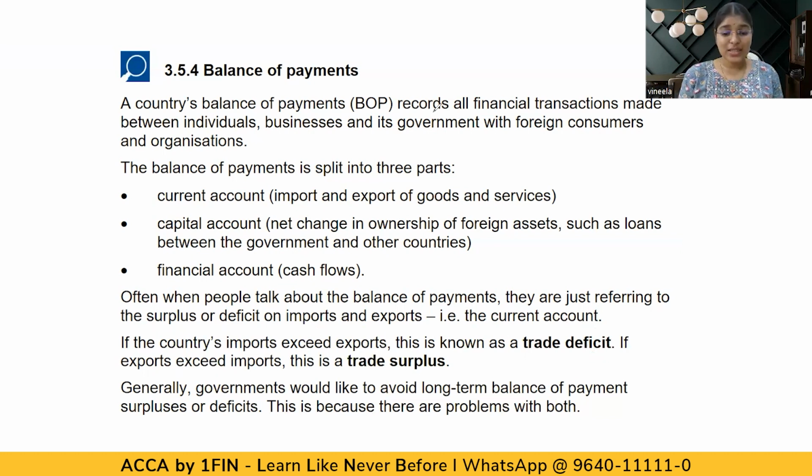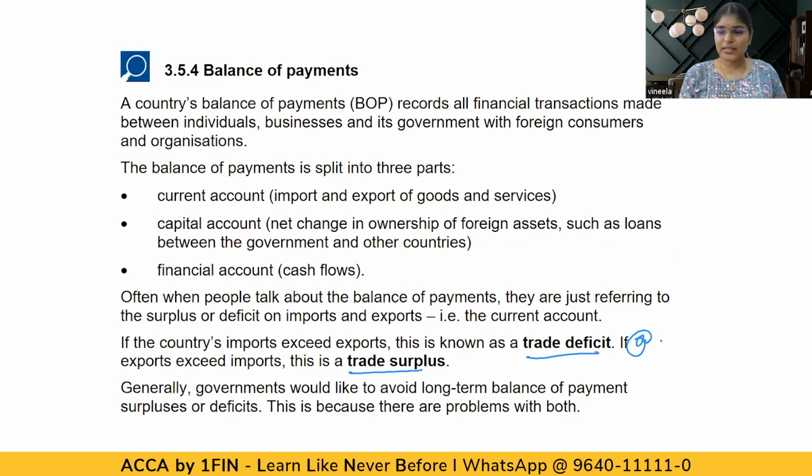And the other one that you have to understand is trade deficit and trade surplus. Trade deficit is nothing but your imports are more than your exports. Trade surplus is nothing but your imports are less than your exports. Or I can simply say that your exports are more compared to your imports. So you have to ask yourself, what is better for the country, trade deficit or trade surplus? Just think whether trade deficit is good for the country or trade surplus is good for the country.